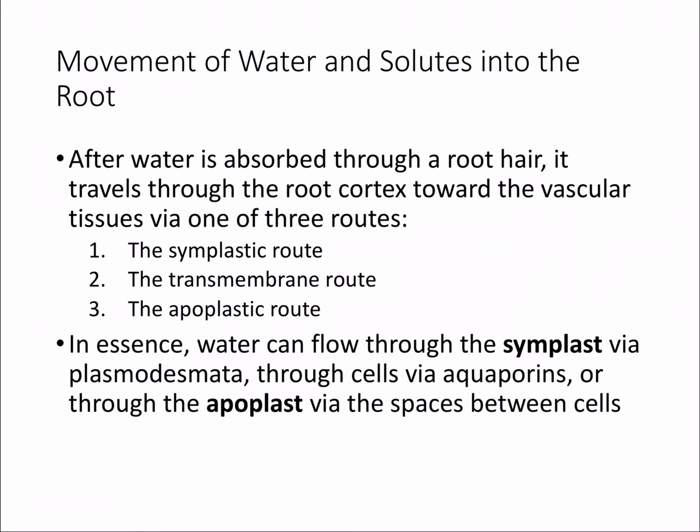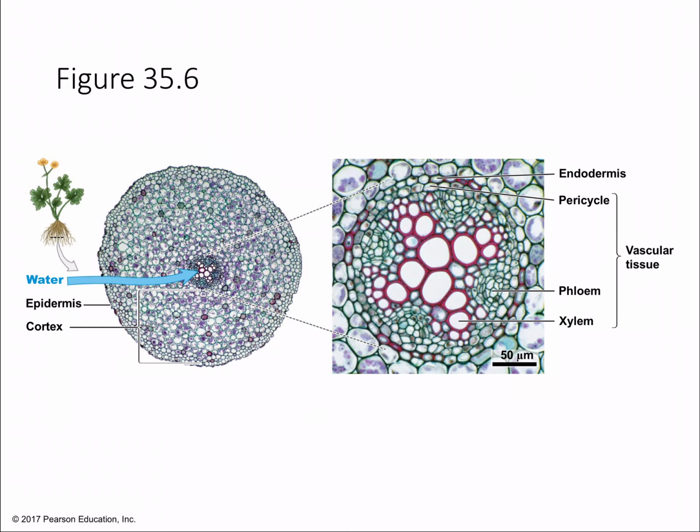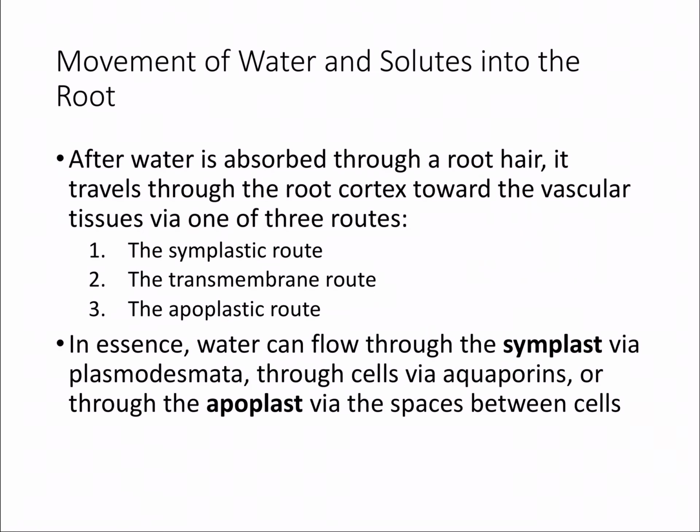All right, so after water is absorbed through the root hair, it's going to make its way to the tissues, through these cells from out here to there, by 3 different routes. There's the symplastic route, the transmembrane route, and the apoplastic route. The names tell you what the route does, not the root R-O-O-T, but the R-O-U-T-E route, the route through the root.